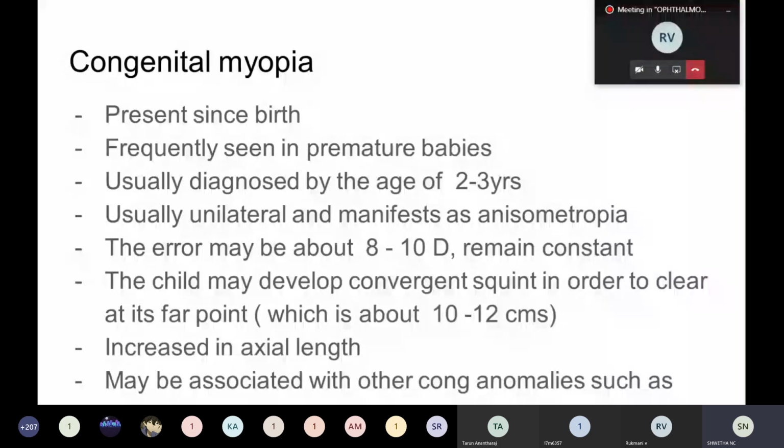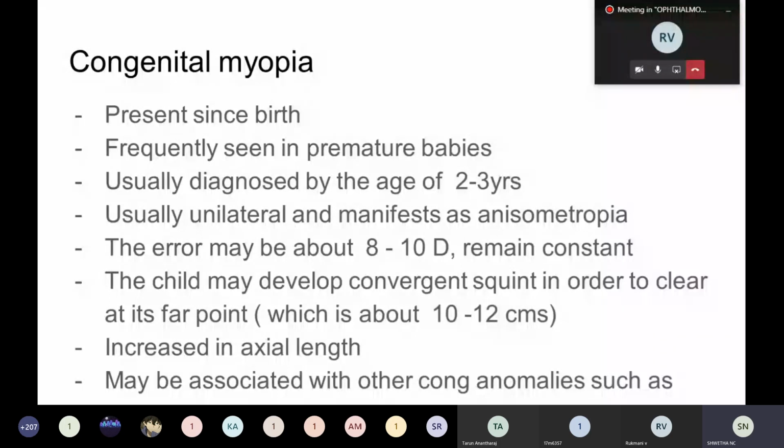And usually most of the time it is unilateral and manifests as anisometropia, meaning one eye will be normal, the other eye will have a myopic state. That we call anisometropia. Anisometropia, in later classes, I will describe in detail. For example, one eye is emmetropic, the other may be myopic. Most of the congenital myopia will present like an anisometropia. The starting error will be up to 8 to 10 diopters, and it may remain constant. It may not progress also.